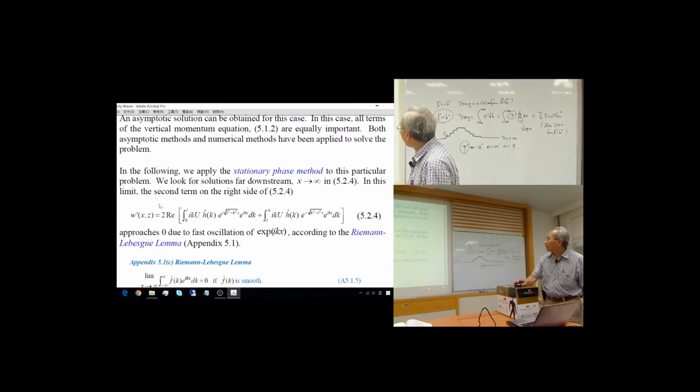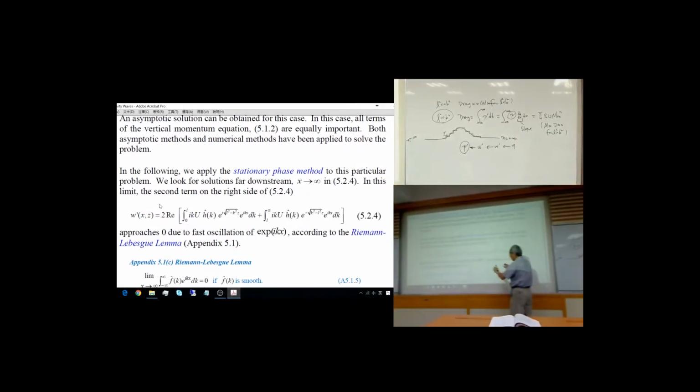For this one, it's more complicated. We have to look for asymptotic solutions. This is the solution we discussed this morning. There are two parts: the first part with k less than L, and the second part with k greater than L. These are two parts because our k is no longer constant as before.